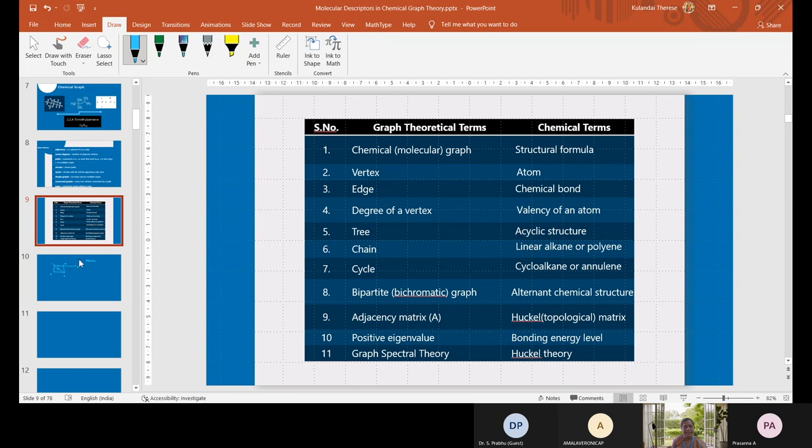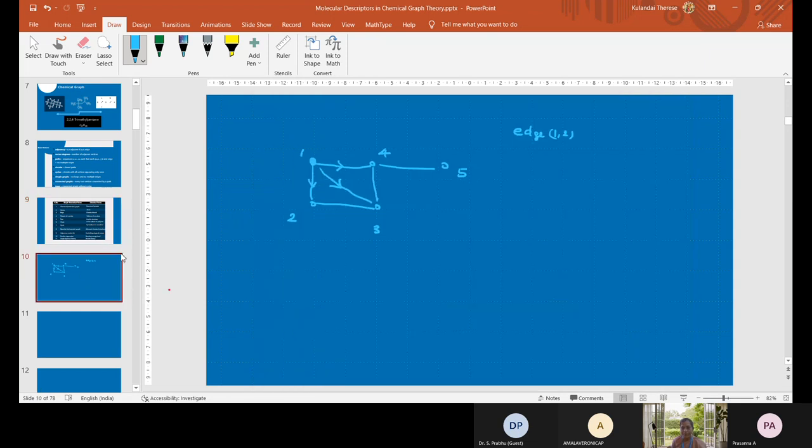Therefore, here we can say that the valency of an atom is related with 2, 3 and 4. The valency of this atom is 3. Likewise, suppose you want to calculate the valency of atom 4. What is the valency of atom 4? It is related with 1, and with 3. Therefore, the valency of atom 4 is also 3.